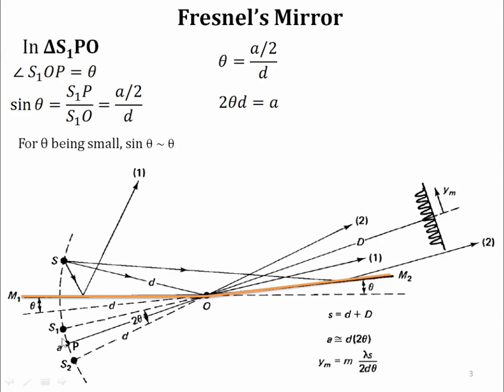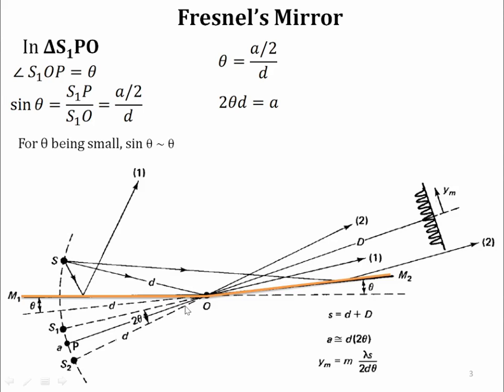I hope you remember the notations which we were using. In Young's double slit method, we were using the separation between two sources as A. So what will be this? S1P will be A by 2. So that's what we have done here. So A by 2 divided by D is equal to sine theta.